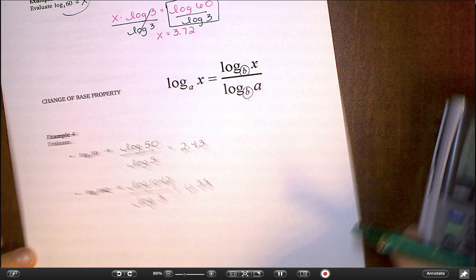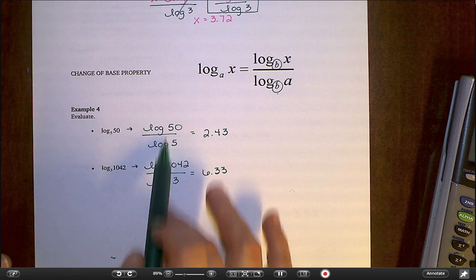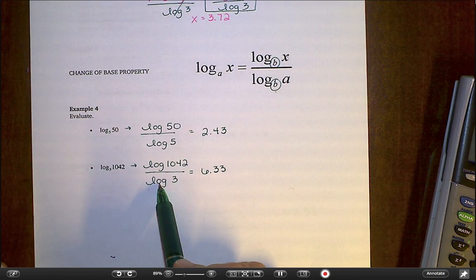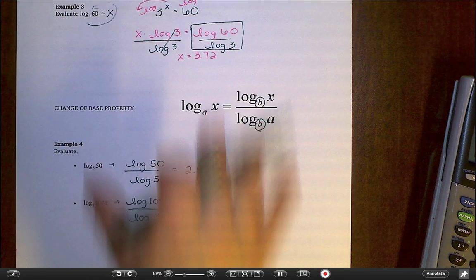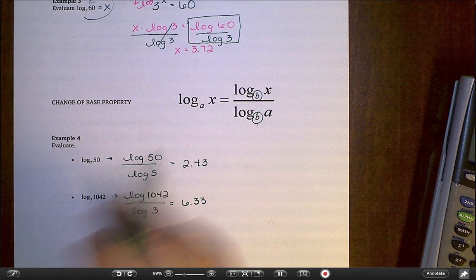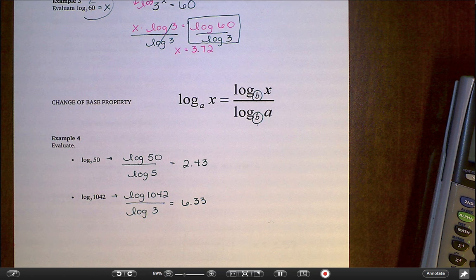As far as like a test or quiz goes, this is my expectation for showing work, that you show me what you're typing into a calculator. You don't have to go through this process every single time, but you should show me what you're typing in.